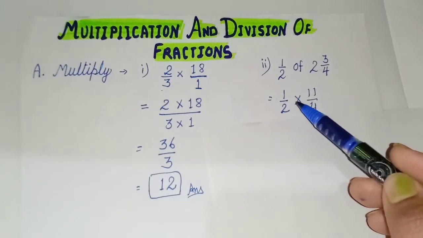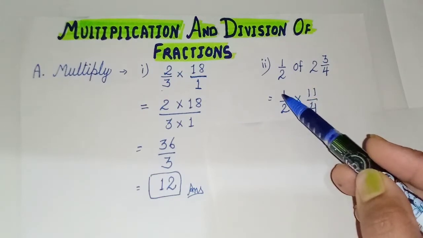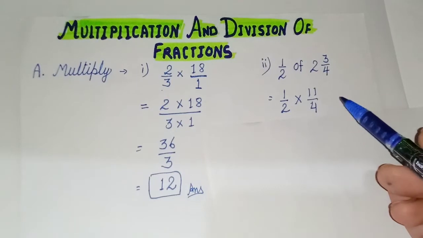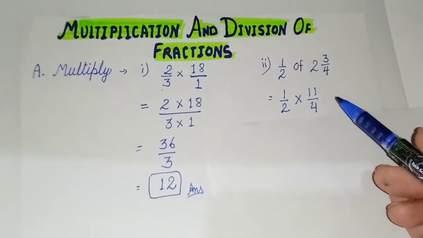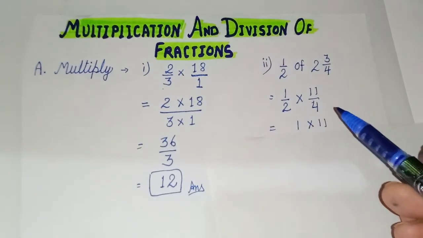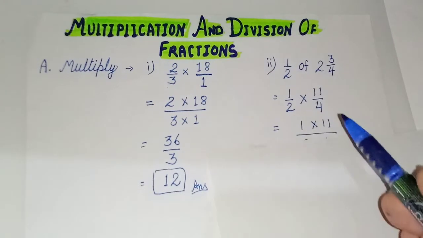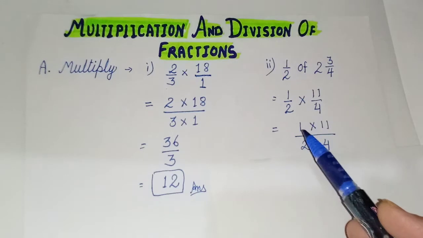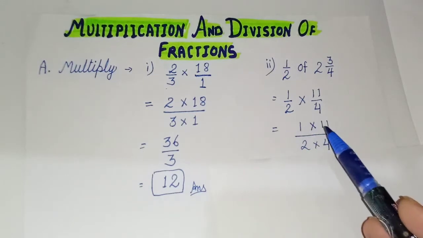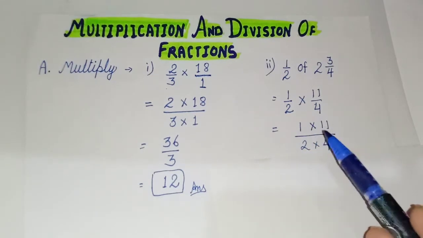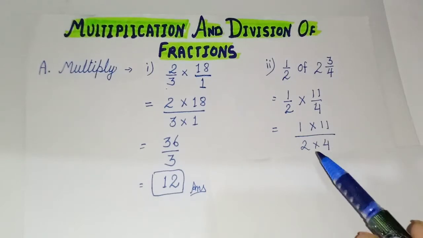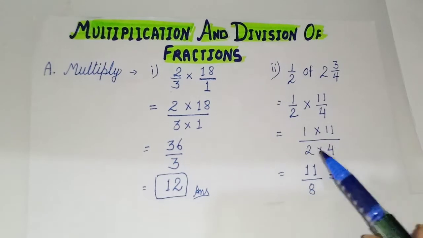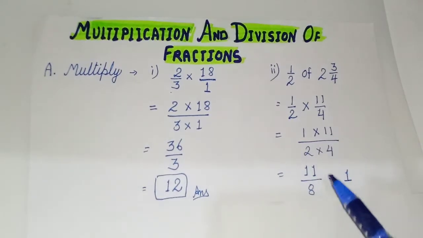Now again we will follow the same procedure, numerator into numerator, denominator into denominator. So our next step: the numerator will be 1 into 11 and the denominator will be 2 into 4. Right. So what will be the answer? The answer's numerator will be the product of 1 and 11, and the denominator of the answer will be the product of 2 and 4. So here we got the answer as 11 upon 8.